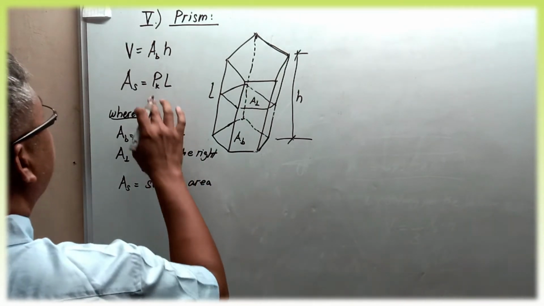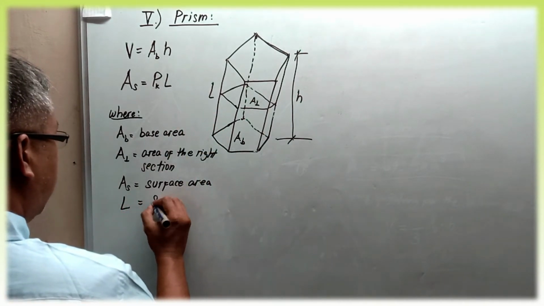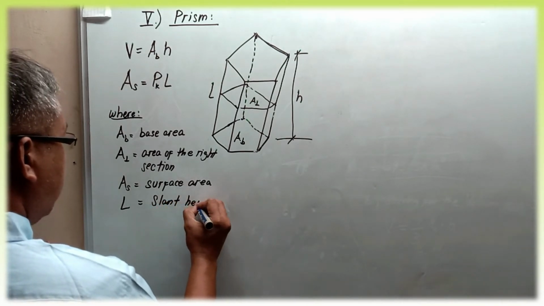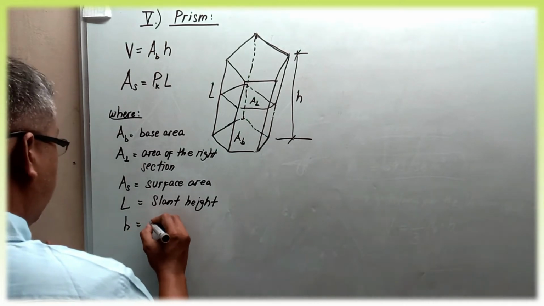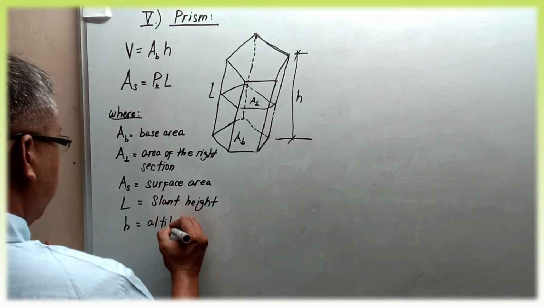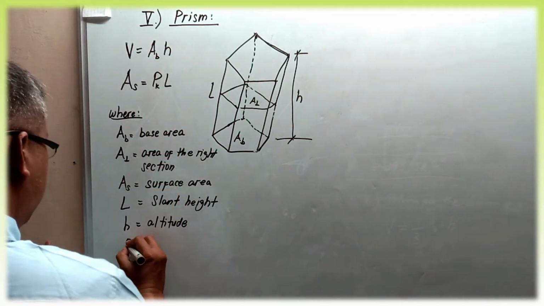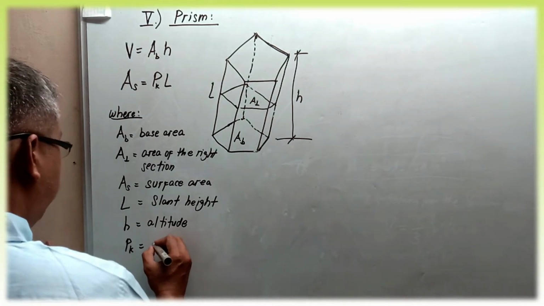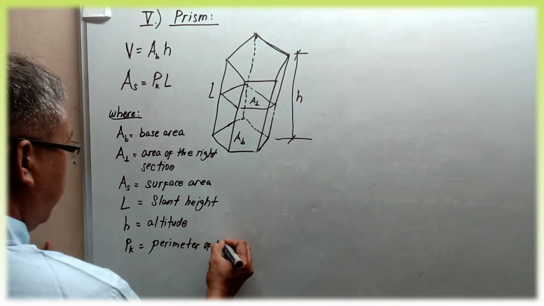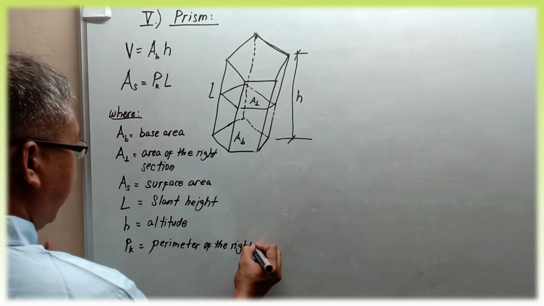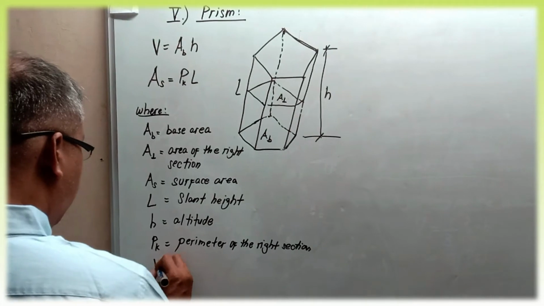and L is equal to slant height, and then H is the altitude or height, and this P_R is the perimeter of the right section. Okay, and V is the volume of the prism.